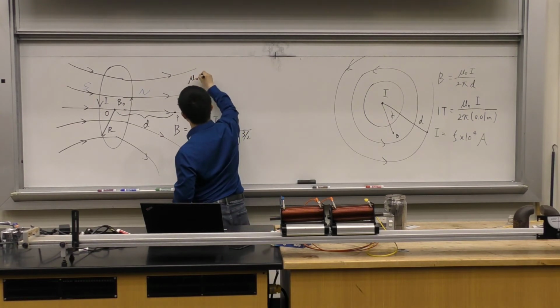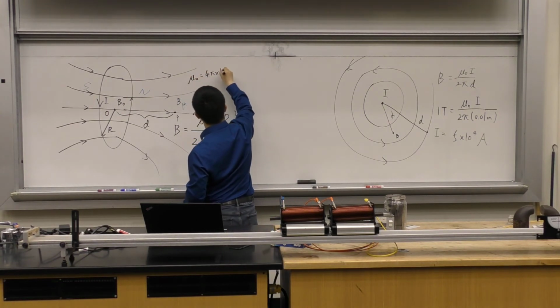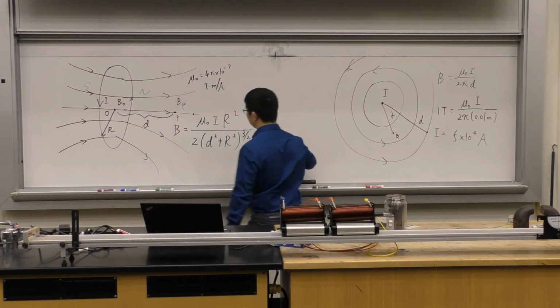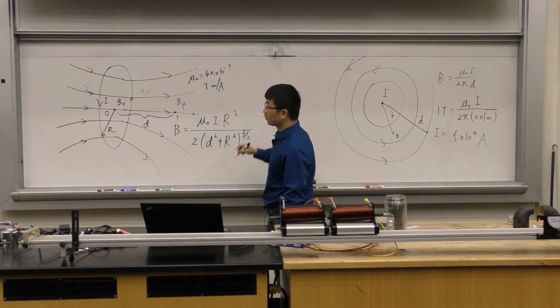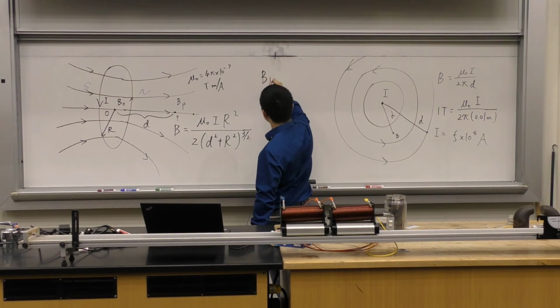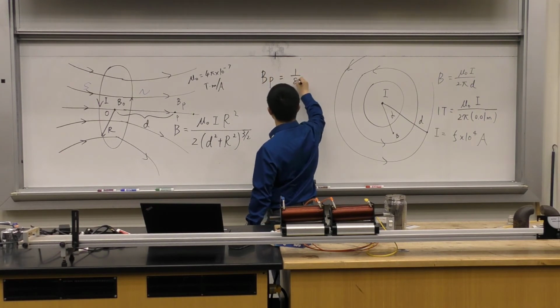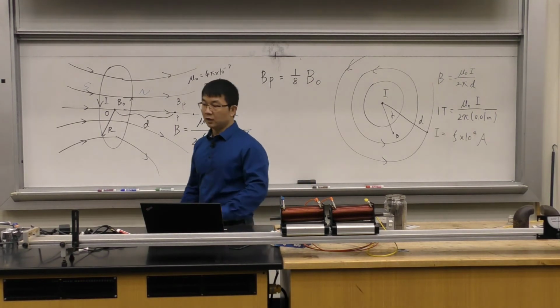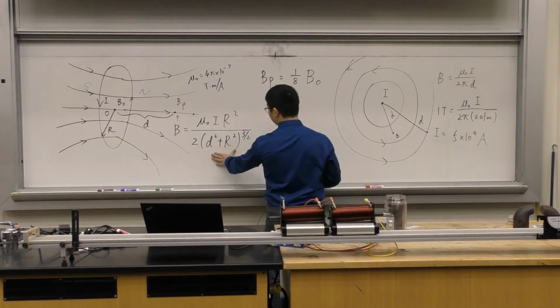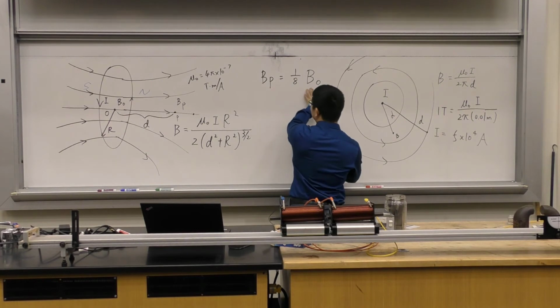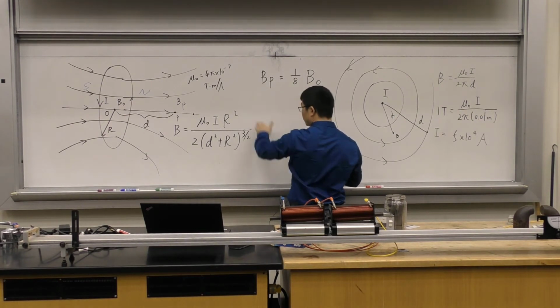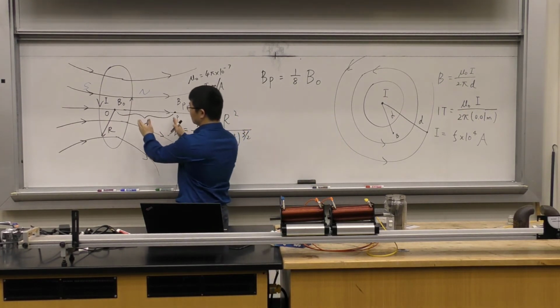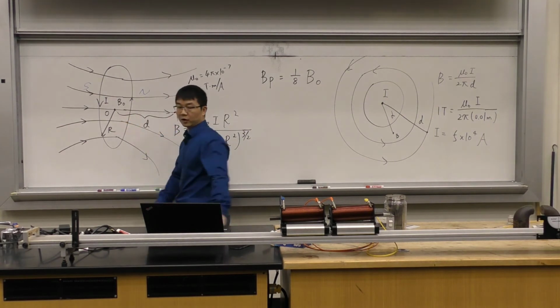Mu naught is still a constant. Okay, so basically you want to find a point P so that BP equals 1/8 of B at point O, which is the center. So that's one. Now I'm just going to use this expression to write this BP and BO explicitly, and then rearrange this equation to find this distance. That's what we want to find.